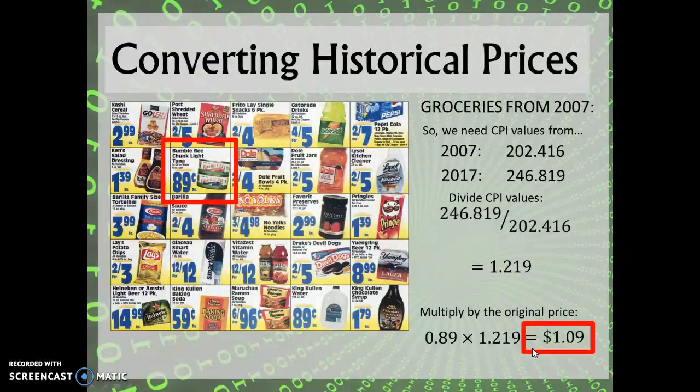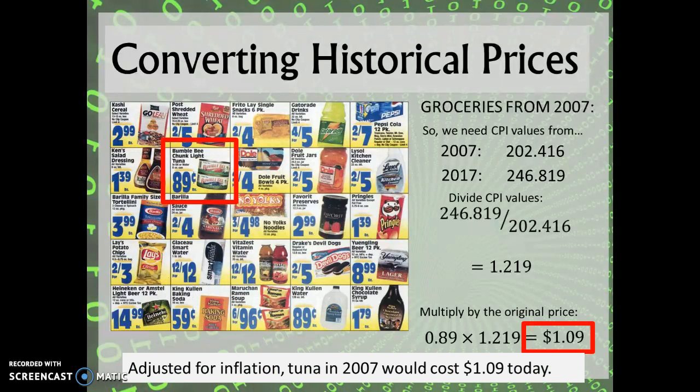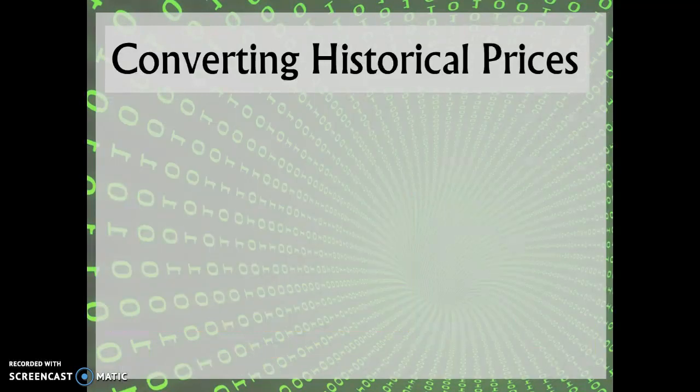And in particular, let's make sure we know what that new price means. That new price means if you adjusted the 2007 price for inflation, your tuna fish can cost $1.09 today. Does it actually? Well, potentially not, because inflation doesn't work perfectly. Some things go up, some things go down, but CPI is sort of a benchmark, a guideline to see how prices rise.